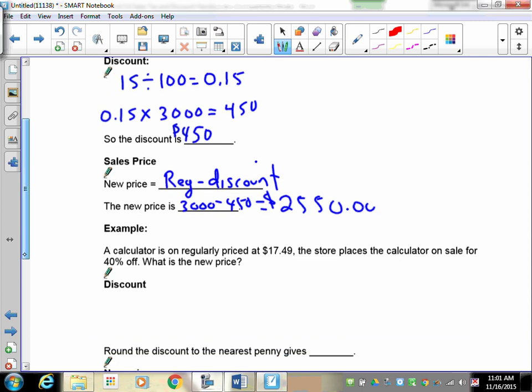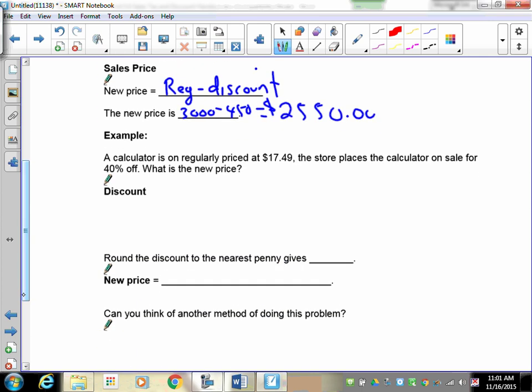All right, here we go. I want you to do this one, please. All right. So first off, 40% off means I have to convert my 40% into a decimal. 40 divided by 100 is 0.40. Now I multiply 0.40 by the $17.49.